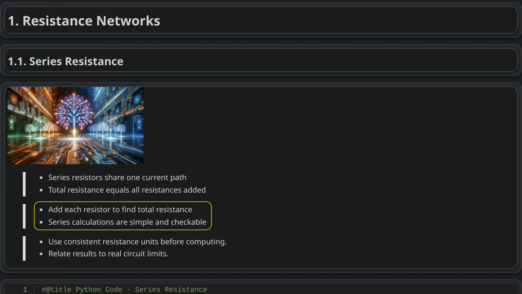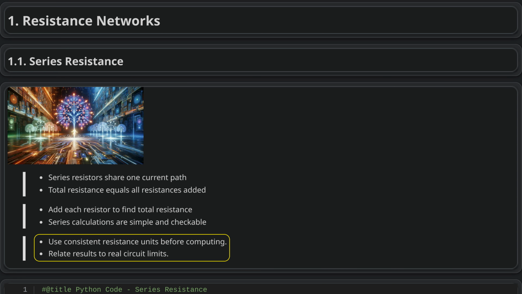In Python, this can be handled with a simple function that takes a list of resistor values and returns their sum. This matches real circuits, where every added resistor increases the overall opposition to current, and it is easy to check against manual calculations. Series resistance is simple, but it builds important habits for accurate circuit work.